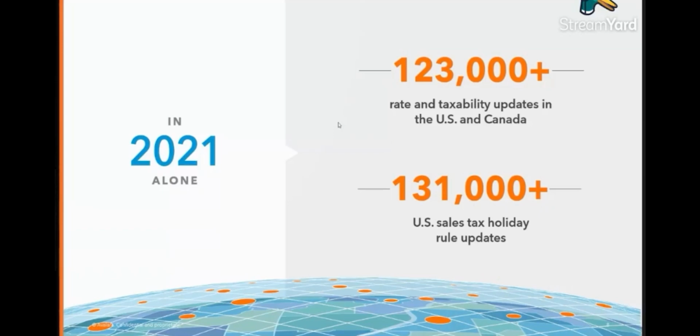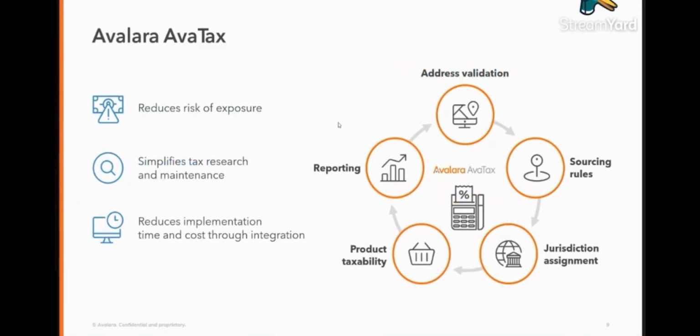So the advantage of using Avalara is that the very first step in doing a calculation is using address validation to make sure, one, that we have a real address, and then converting that to latitude and longitude coordinates to know what tax jurisdiction we're going to be in.